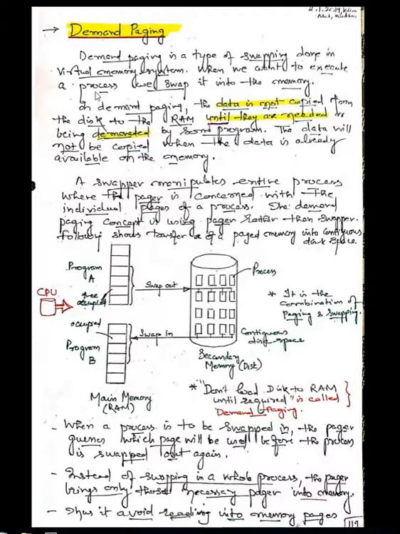When we want to execute a process, we swap it into memory, that is between the secondary memory and primary memory. It is a swapping mechanism. In demand paging, the data is not copied from the disk to the RAM until it is needed and being demanded by some program.